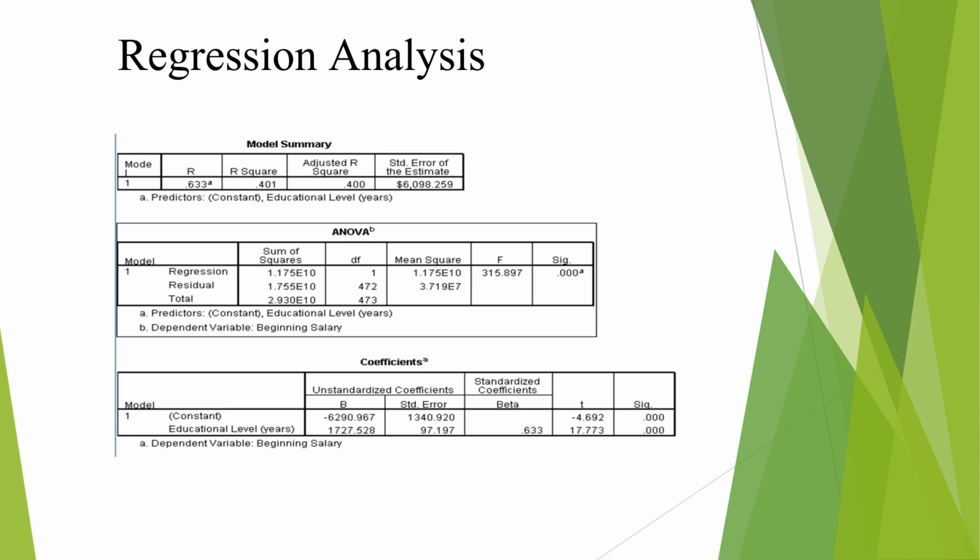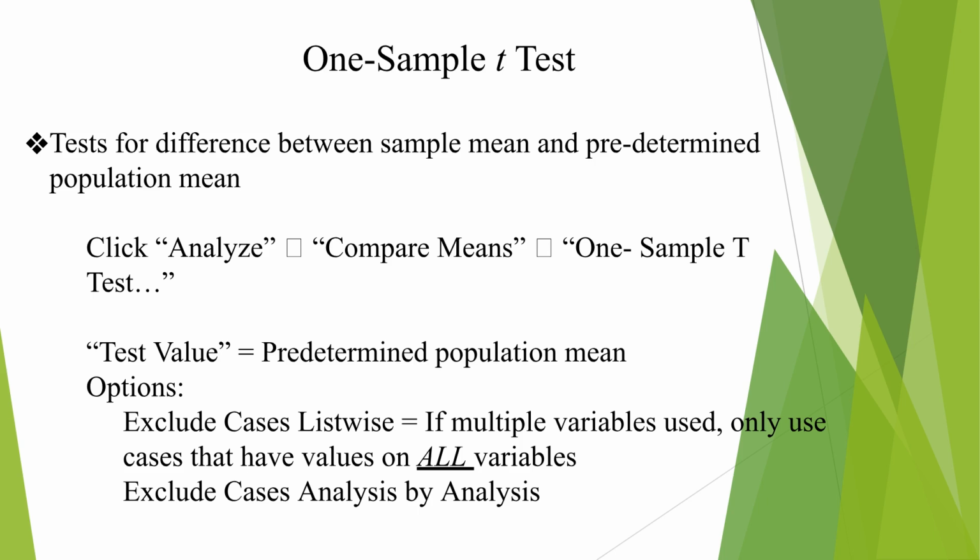The one-sample t-test checks for a difference between a sample mean and a predetermined population mean. Click Analyze, Compare Means, then one-sample t-test. You enter the predetermined population mean in the test value field.